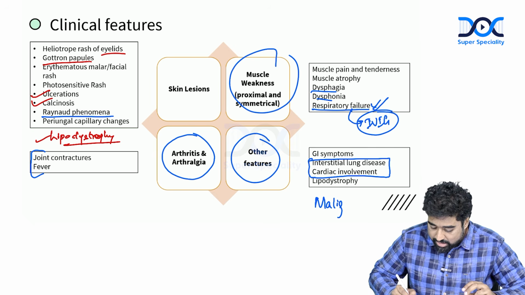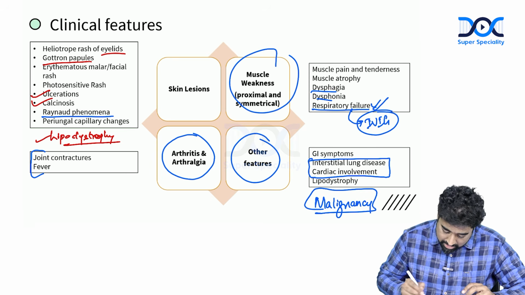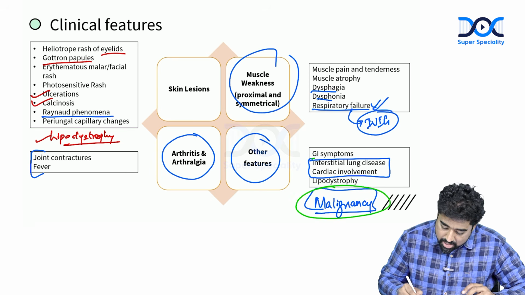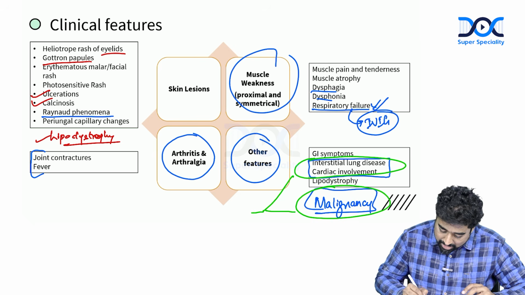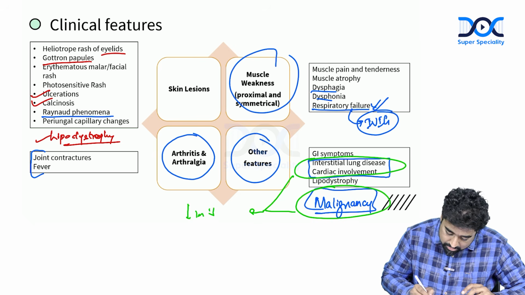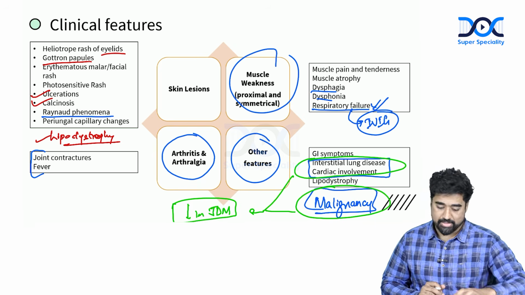Malignancy is a big consideration in your dermatomyositis in adults. These are the ones, these three are the ones. I'm putting them in green because you can understand that these are less in juvenile dermatomyositis, right? So this is what you should understand.